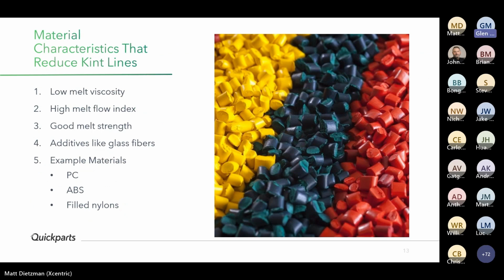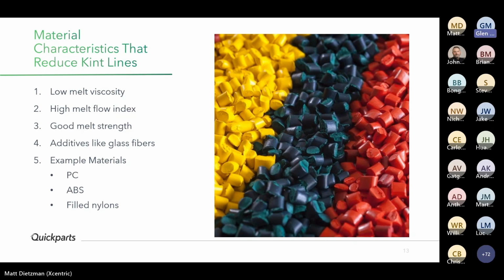Go through a couple of material characteristics that can reduce knit lines. A material with a low melt will definitely help. This is a general list, not all materials, but in general, these are true. A high melt flow index can affect knit lines and the flow of material. Good melt strength in a material.